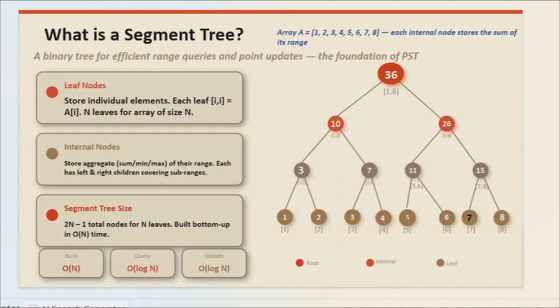The concept of persistence was formally introduced in 1989 by Driscoll and his colleagues. Their work showed how data structures could preserve older versions efficiently. Over time, these ideas became popular in functional programming, competitive programming, and modern software systems like Git and databases.